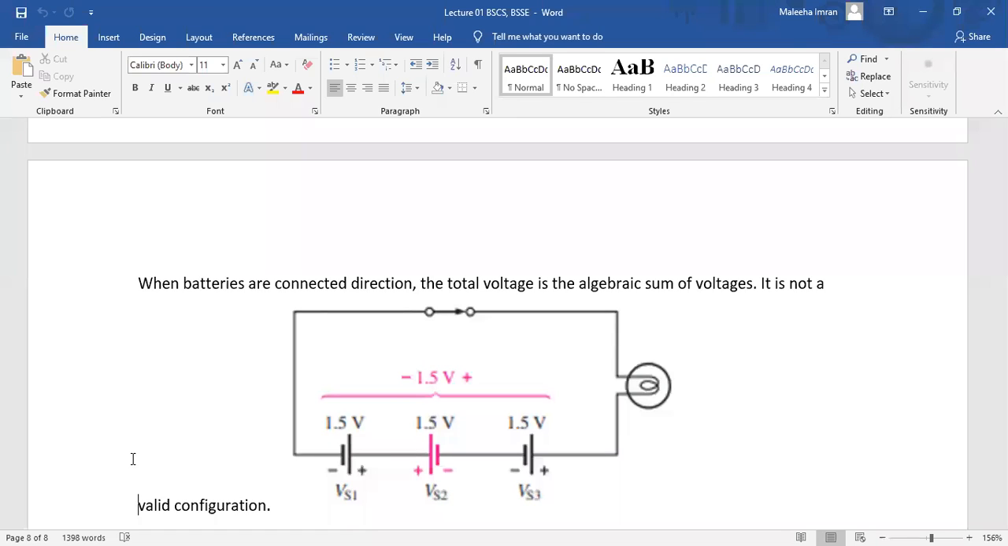is connected with the positive terminal of VS2 and the negative terminal of VS2 is connected with the negative terminal of VS3. Tell me, is there any current flow in this circuit?